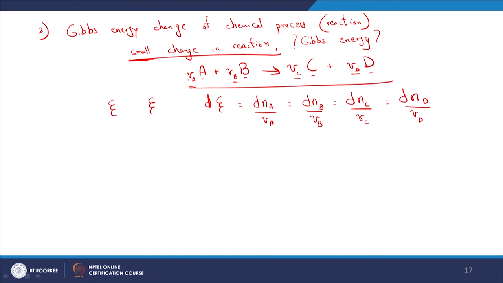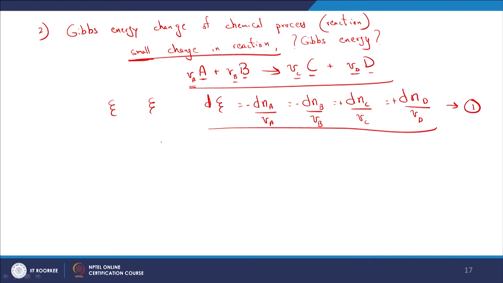And obviously, because A and B are being lost and C and D are being formed, we are going to have to use the relevant signage here. And so this is something that we have here, and we are going to use this later on. So let's say I am going to call this equation 1.